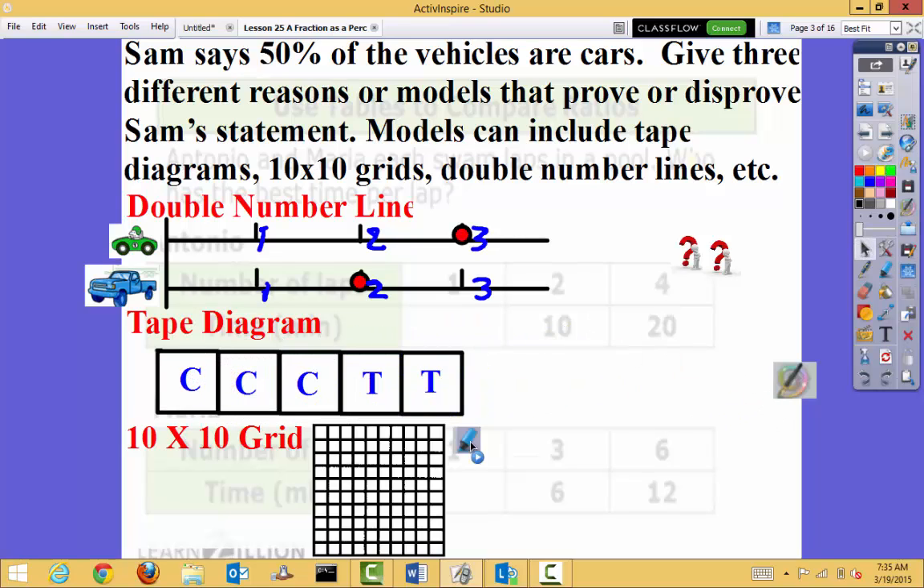And what's this last one? Well, I can create a model to show my cars and trucks. So here, I'm going to show 60%. So that means I would shade in 60 boxes. And my other side is going to be my trucks. And how do I show trucks? That's going to be 40 boxes shaded in. So in all these, I can see that my left side doesn't equal the right side. They're not the same amount.